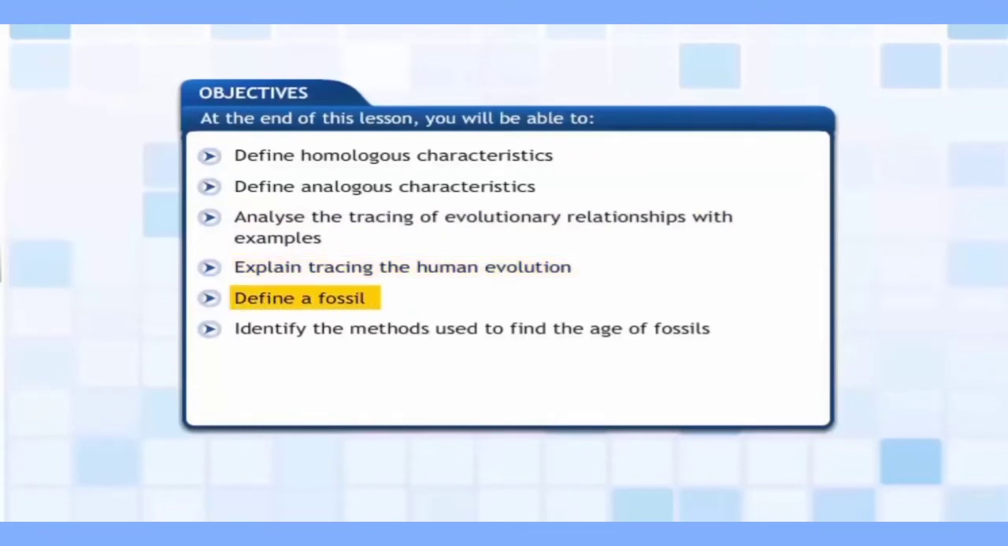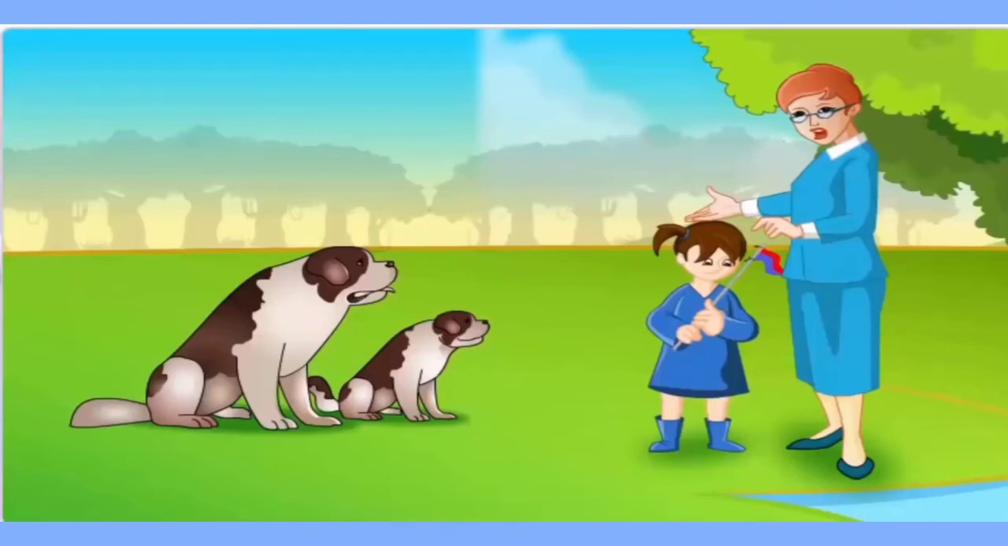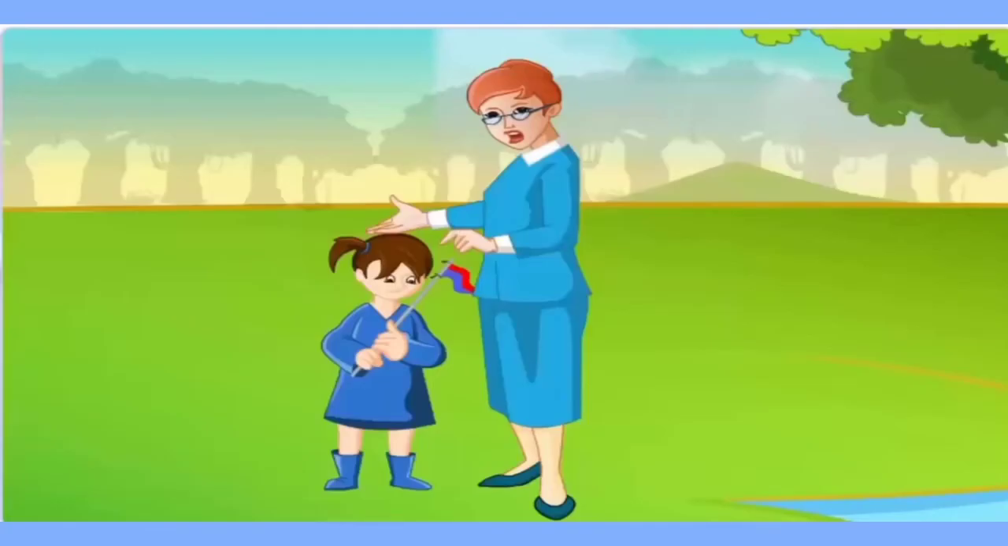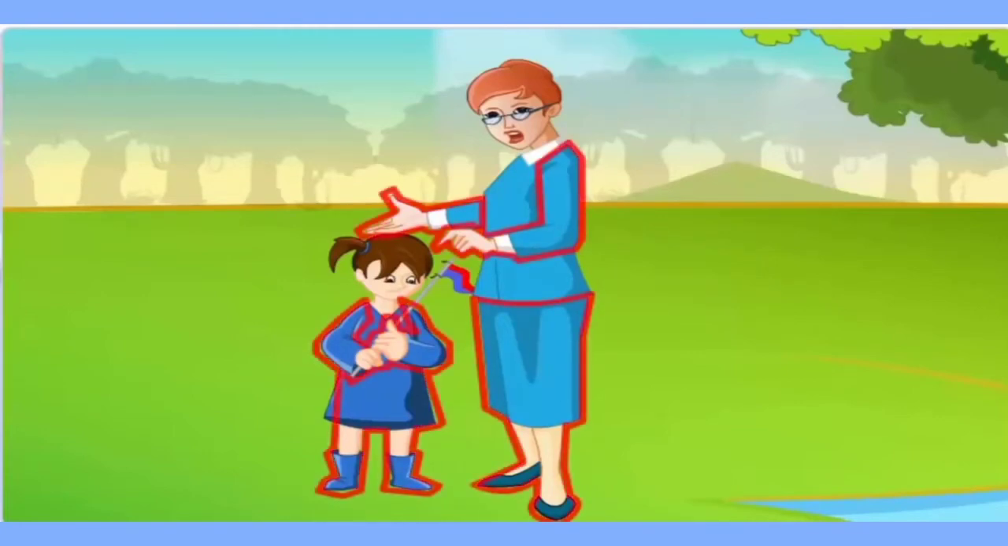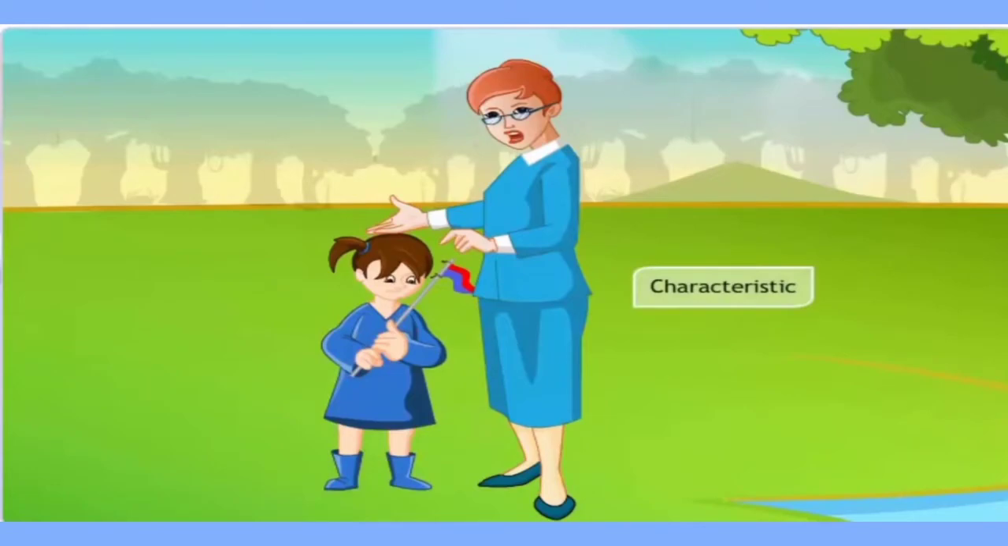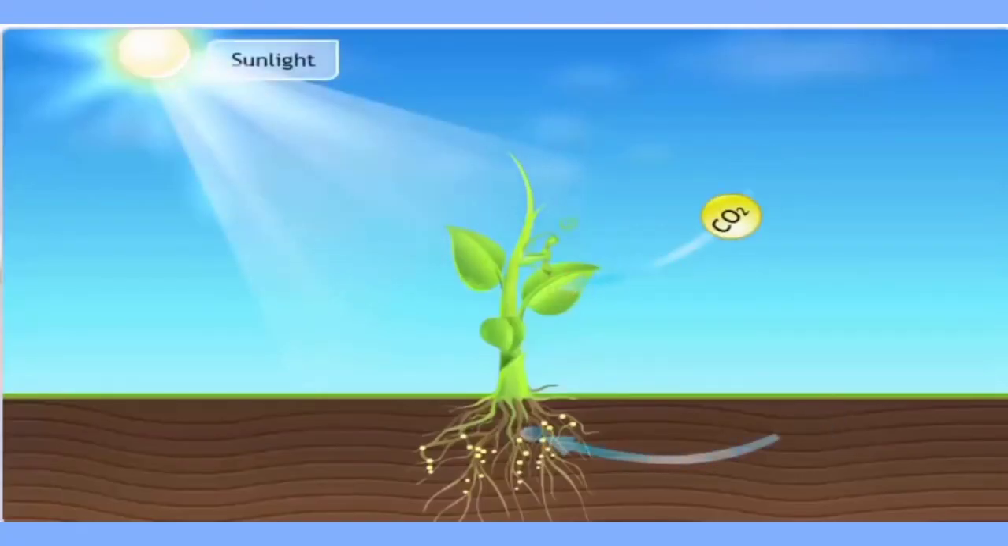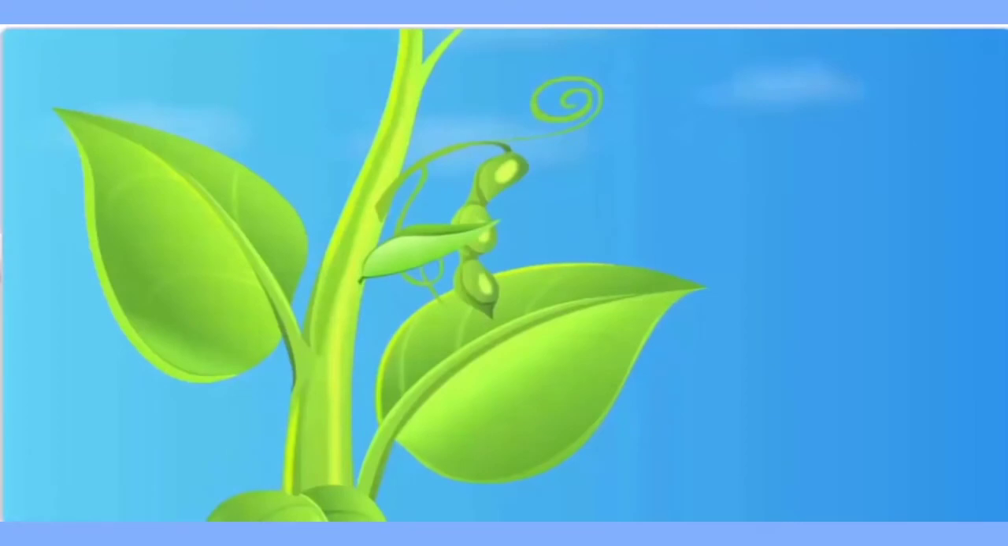define a fossil, identify the methods used to find the age of fossils. Characteristics are the hereditary traits transmitted from parent to their offspring. They can be related to particular behavior or appearance. For example, we have four limbs. That's a characteristic. Preparation of food through photosynthesis is a basic characteristic of plant.